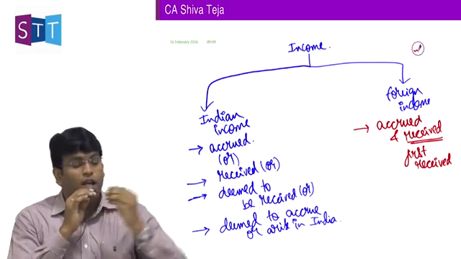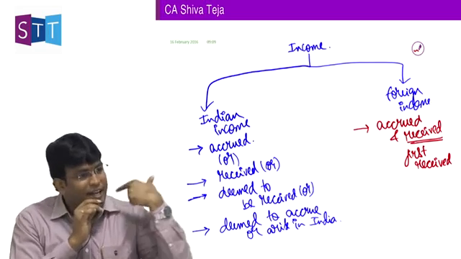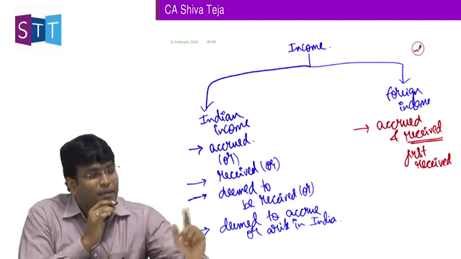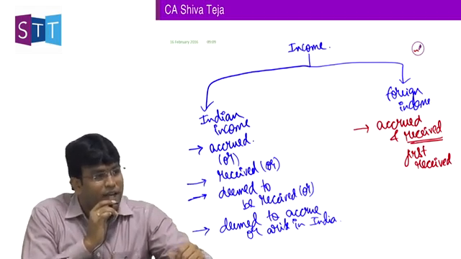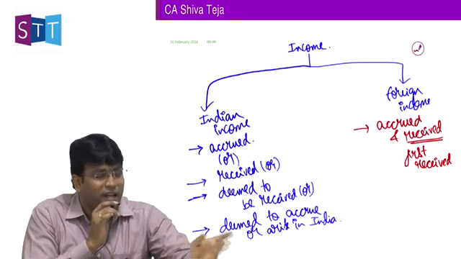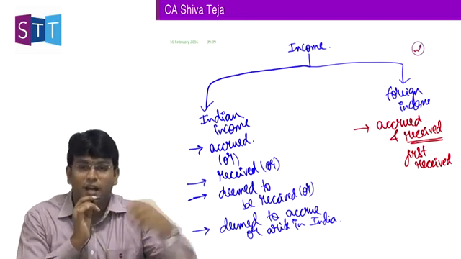For a small example, if I go to Dubai and take a class there, and I tell my friend in Dubai, you take the income of whatever I earned there, and when you come to India, give it to me.